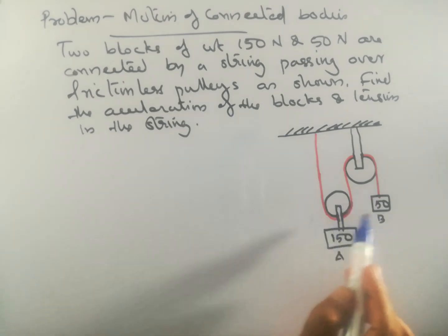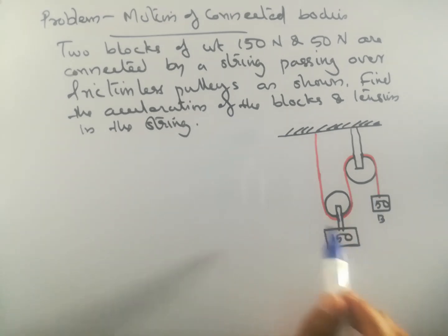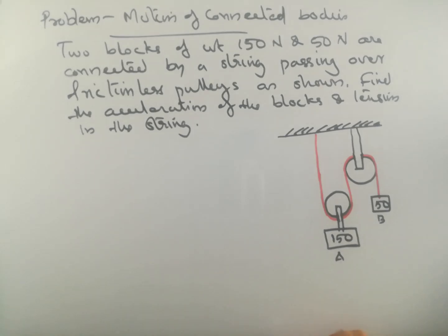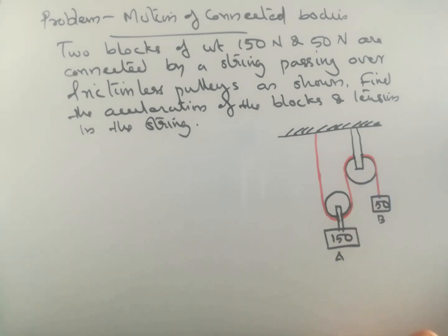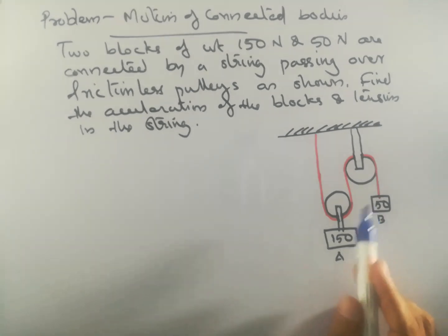So how can we find out the acceleration of the blocks and the tension in the string? Now, as usual, we have to consider each block separately, draw the free body diagram, form the equations, then solve those equations to get the required solution. Here, the pulleys, we need not consider the weight because it is given as frictionless pulley. So, obviously, it is not having any weight and it is not having any friction. But of course, the string should also be weightless and it is inextensible as well as it should be flexible. So, for that, two, three points we need to consider.